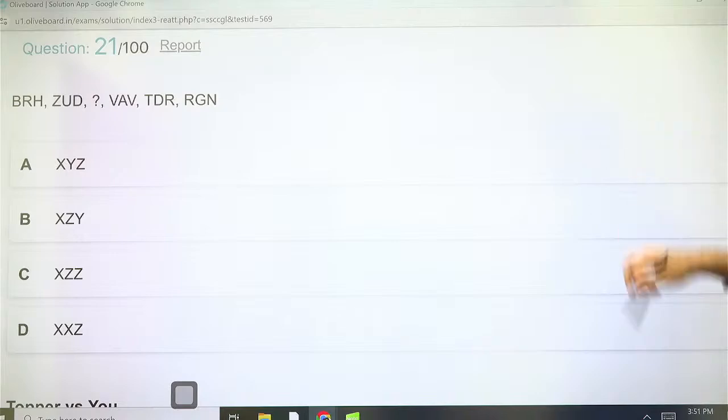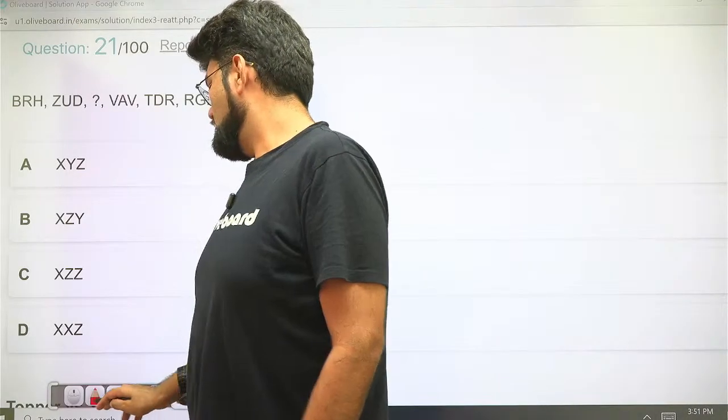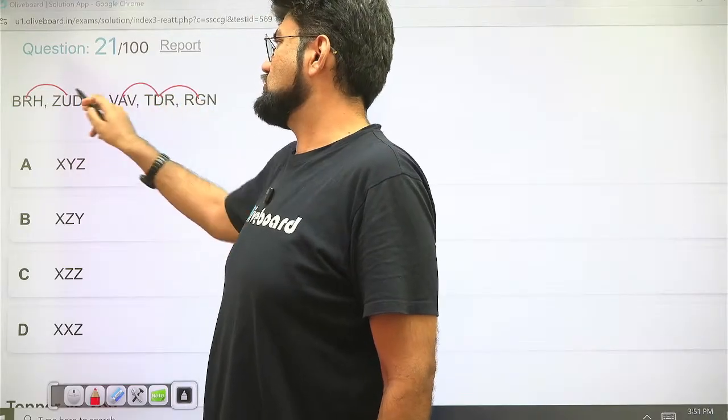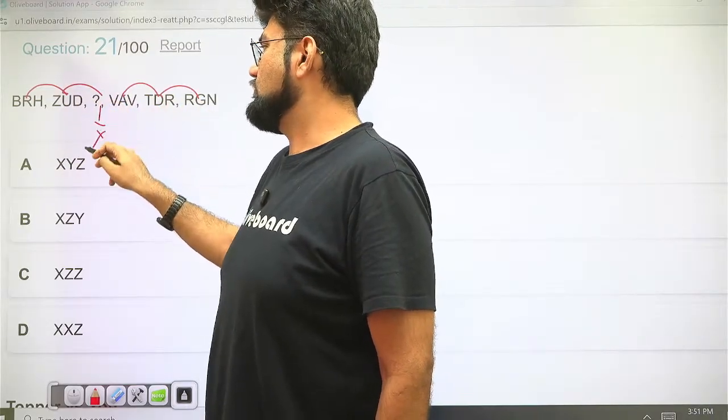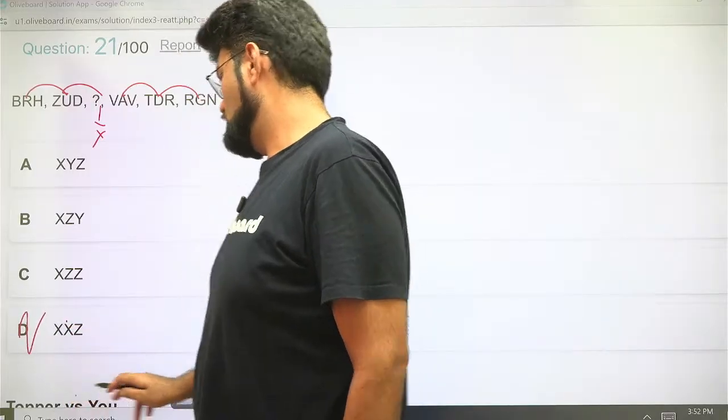Okay, here first letter is X only, don't waste time. Second letter, check for that. So second letter, when we see 18 plus 3, 21. Okay, 1 plus 3, 4 plus 3, 7. So it's plus 3 only. 21 plus 3 is 24. Second letter is also X. And we get lucky here. Option D is the right answer. Cool.